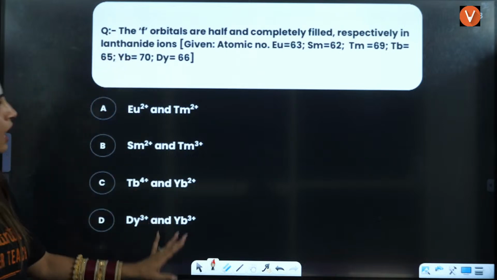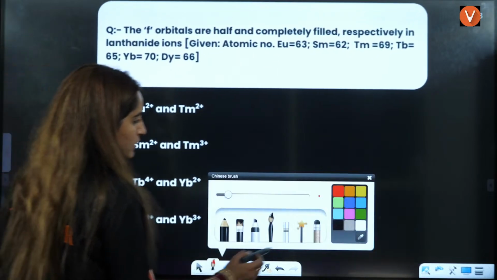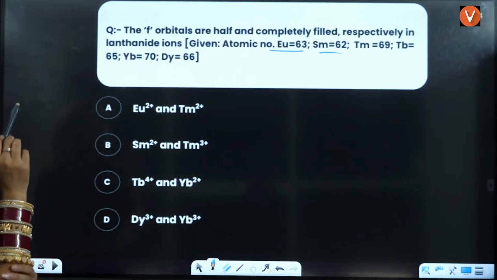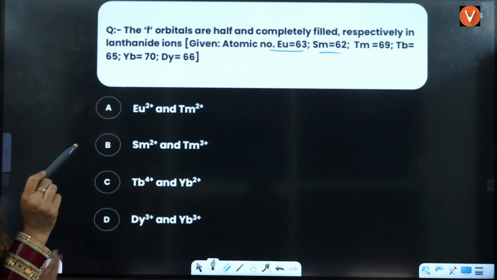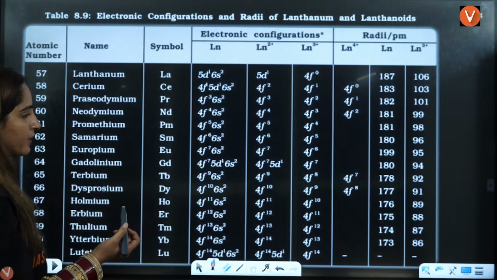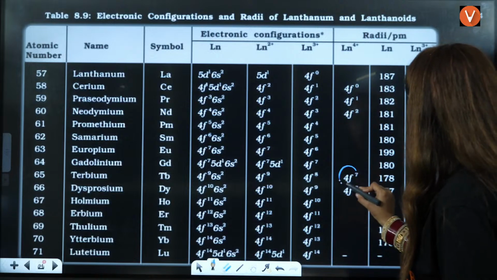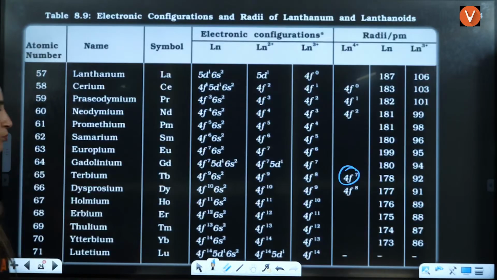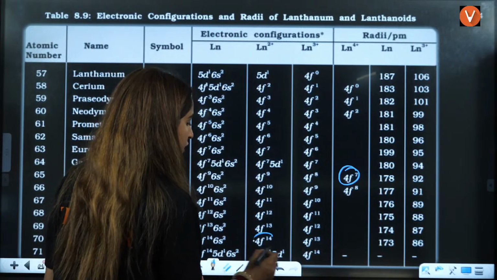The F orbitals are half and completely filled respectively in the lanthanoid ions. Given atomic number is this. They are saying F orbitals are half and completely filled respectively in lanthanoid ions. I'll just directly show you the table here. If you talk about half filled and completely filled, Tb4+ is half filled. Then if you see this here, Yb2+, this is fully filled.